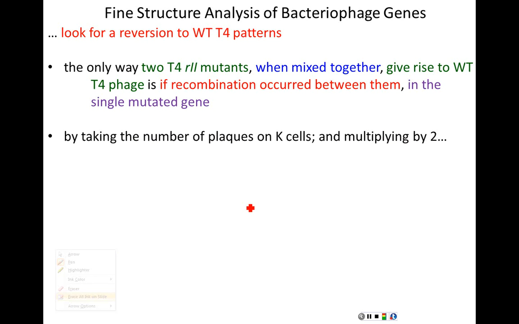And these non-mutated viral genomes is what was allowing the infection on K cells. So all Benzer did at that point was count up the number of plaques on his K cells plate. He then multiplied it by 2. Why do you think he did that? Why do you think he multiplied by 2? Why would he have to double his number?